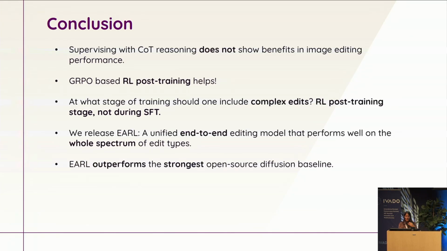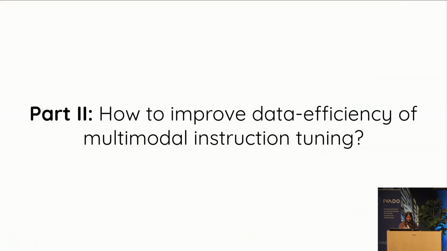And this is the strongest. It also outperforms the diffusion-based line. So there are a lot of diffusion-based versions for image editing, and we outperform that using an autoregressive model. So this is the link to the arXiv paper if you are interested in checking it out.